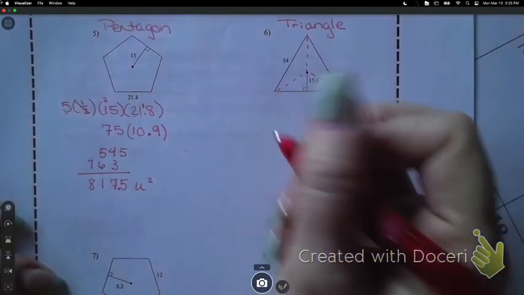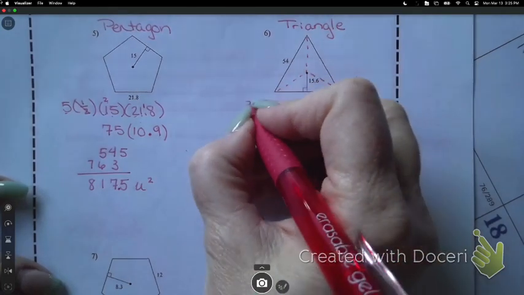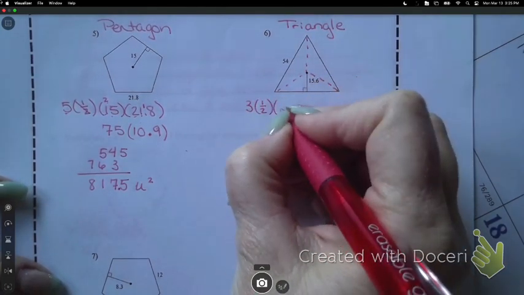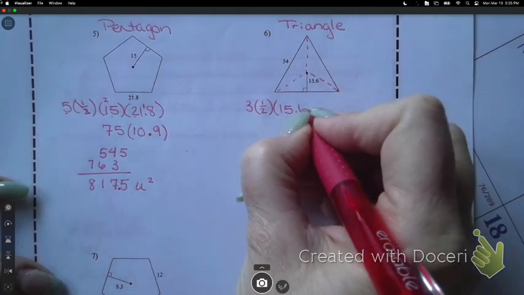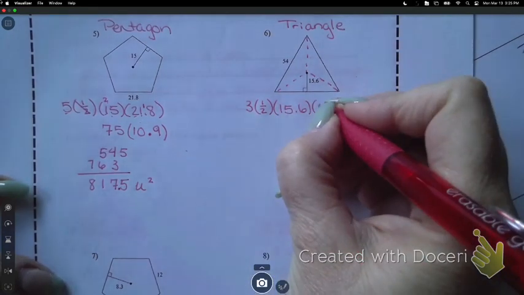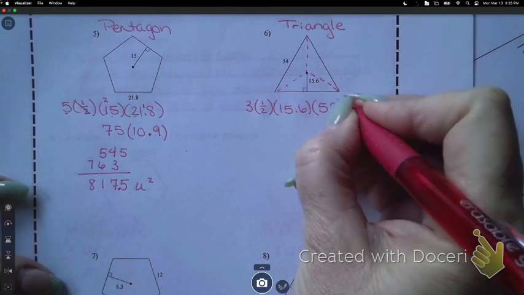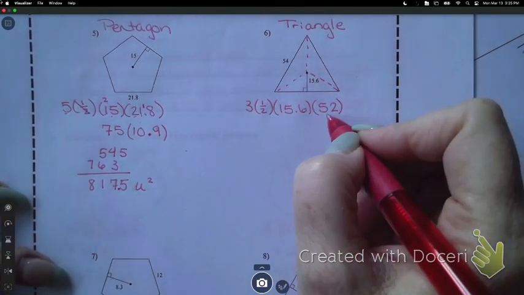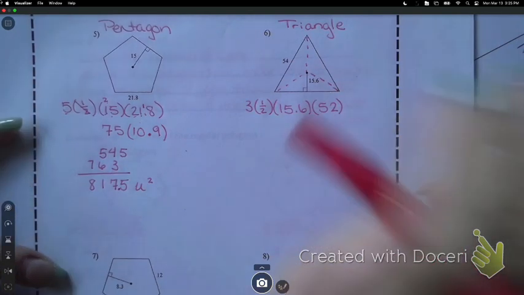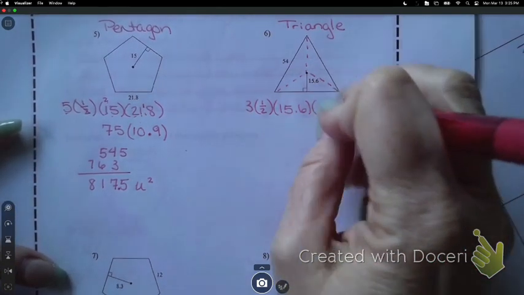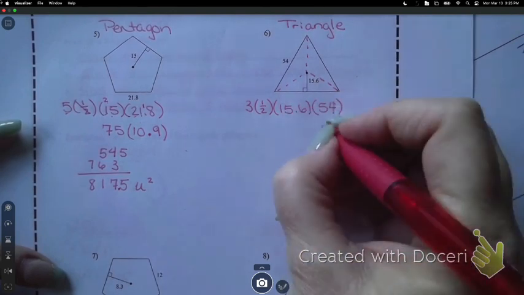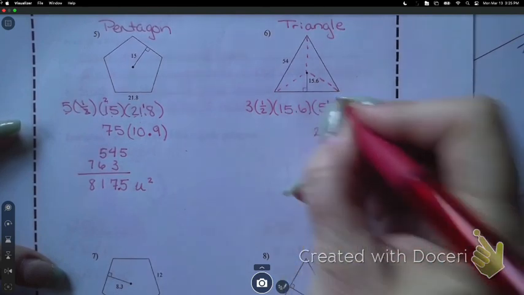Well, what am I going to do? 3 times 1/2 times 15.6. Okay, I personally always write the thing I'm going to divide in half next to the 2, but that's just me. Because I would assume we do the 54 in half, wouldn't you? Yeah. Okay, so 54 and a half would be what? 27?